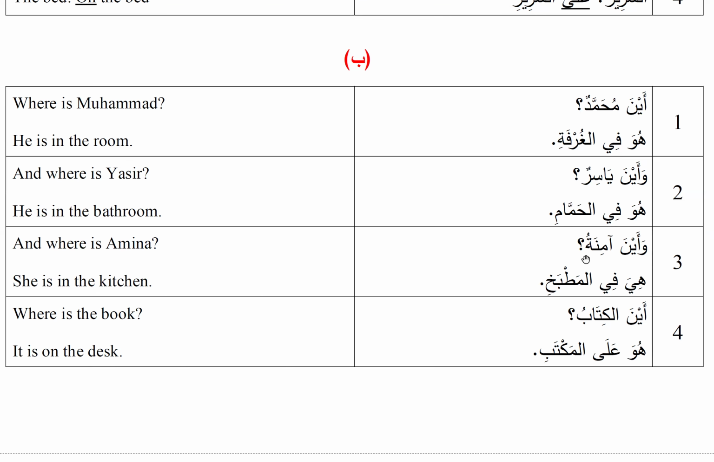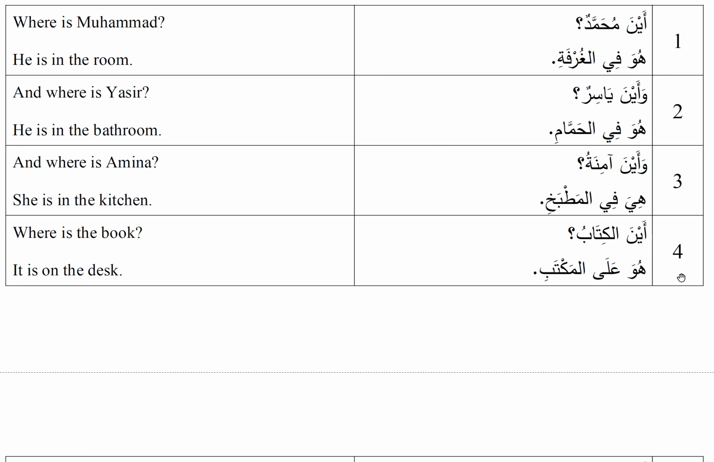Wa ayna aminatu? And where is Amina? Notice here, for men or boys or males we say Muhammadun, Yasirun. For female we say Aminatu with only a dhamma. That is a rule to keep in mind: female nouns end with one dhamma, not two. Wa ayna Aminatu? Hiya fil matbakhi. She is in the kitchen. Matbakh means kitchen. Ayna al-kitabu? Where is the book? Huwa ala al-maktabi. It is on the desk.